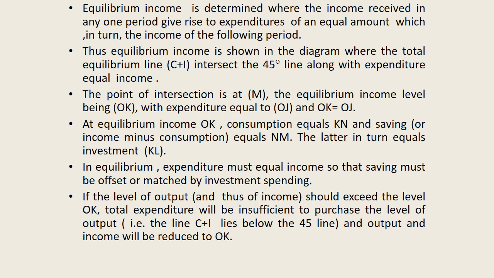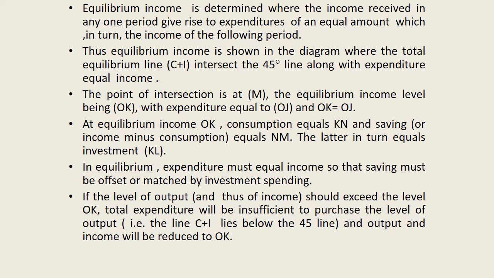At equilibrium income OK, consumption equals Kn and the saving out of income, thus, equals Nm. The latter in turn equals investment. The difference between the total aggregate demand, the total demand, and the consumption represents saving. Saving should be equal to investment in order for the equilibrium to be realized. In equilibrium, expenditure must equal income, so that saving must be offset or matched by investment spending. This means that in equilibrium, not only does expenditure equal income, but also saving should be offset or matched by investment spending.